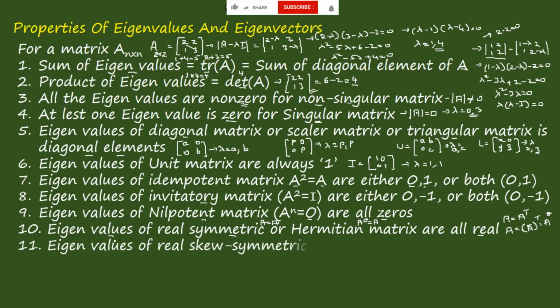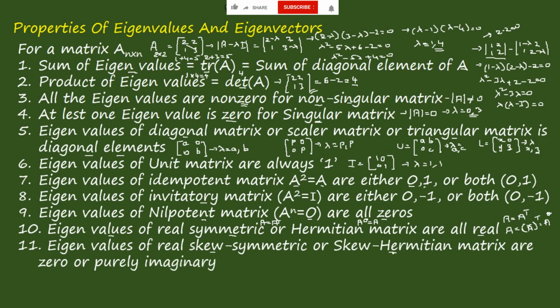In the case of a skew symmetric and skew Hermitian matrix, we get the eigenvalues as 0 or purely imaginary. What is a skew symmetric matrix? A is equal to minus A transpose. Right. What is a skew Hermitian matrix is nothing but A is equal to minus A theta. In the case of complex numbers, we use A theta, which is nothing but the conjugate transpose, so A is equal to minus A conjugate transpose.